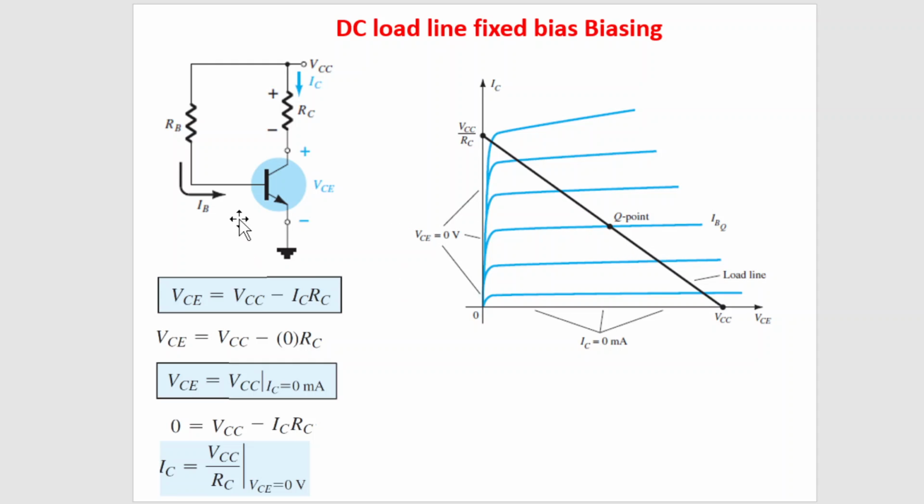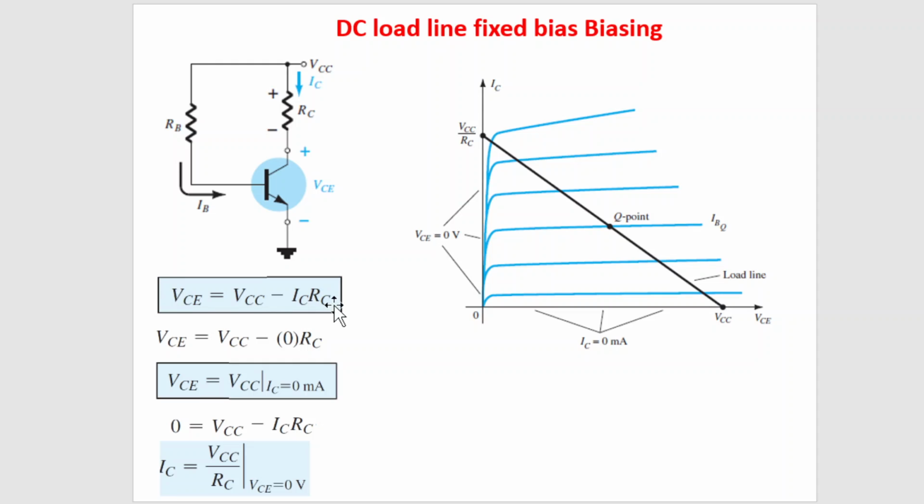Okay, so the process remains the same. In order to draw the DC load line, we have to apply Kirchhoff voltage law, as I have explained earlier, in the output loop or collector emitter loop. So if you apply Kirchhoff voltage law in this loop, IC current is flowing, so plus ICRC plus VCE minus VCC equal to 0. So VCE is equal to VCC minus ICRC. So this is the equation.